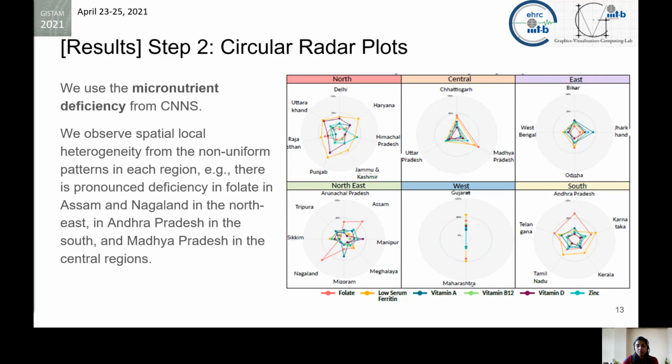For example, there is a pronounced deficiency in folate in Assam and Nagaland in the northeast, in Andhra Pradesh in the south, and Madhya Pradesh in the central region. A significant deficiency in low serum ferritin, which is a primary cause of iron deficient anemia, is observed in Haryana and Punjab in the north and Karnataka in the southern region. Thus, we choose micronutrient deficiency as a variable for integration available from CNNS. Now we focus on integrating it with the data of contextual factors from NFHS 4.